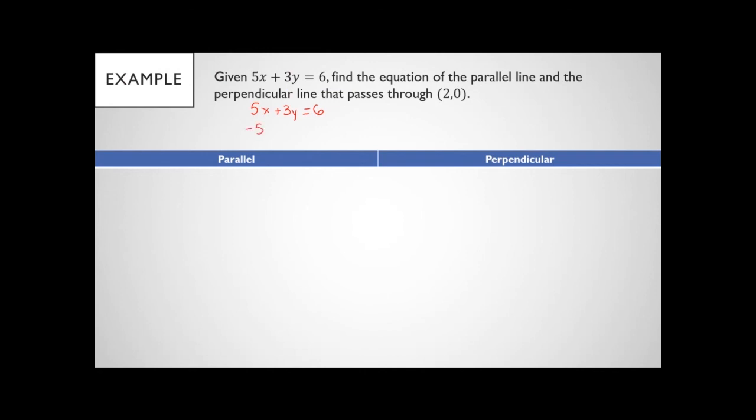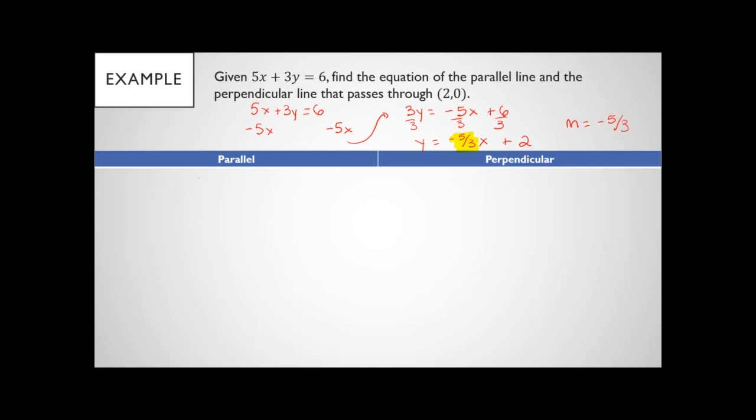So that means subtracting 5x from both sides, which will give us 3y equals, and I like to put the x first, minus 5x plus 6. And then we're going to divide everything by 3 so we can get that slope. So y is equal to negative 5/3 x plus 2. And the value in front of the x is the slope. So this line has a slope of negative 5/3.